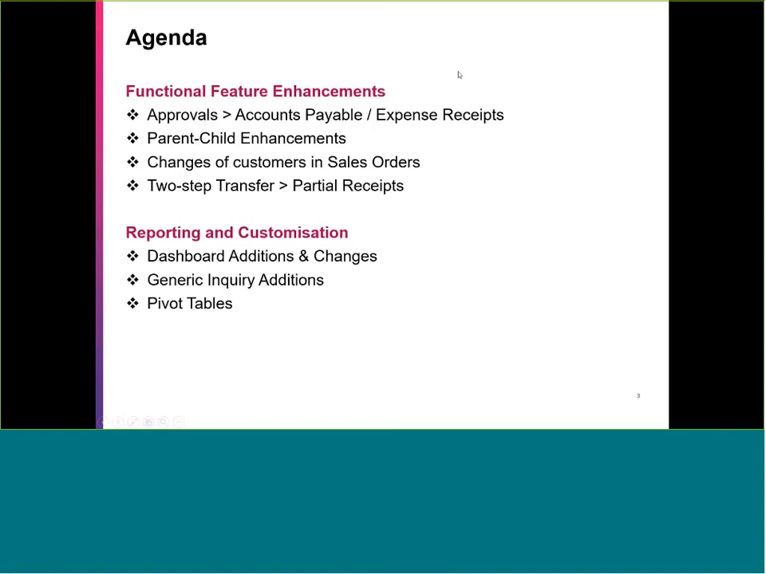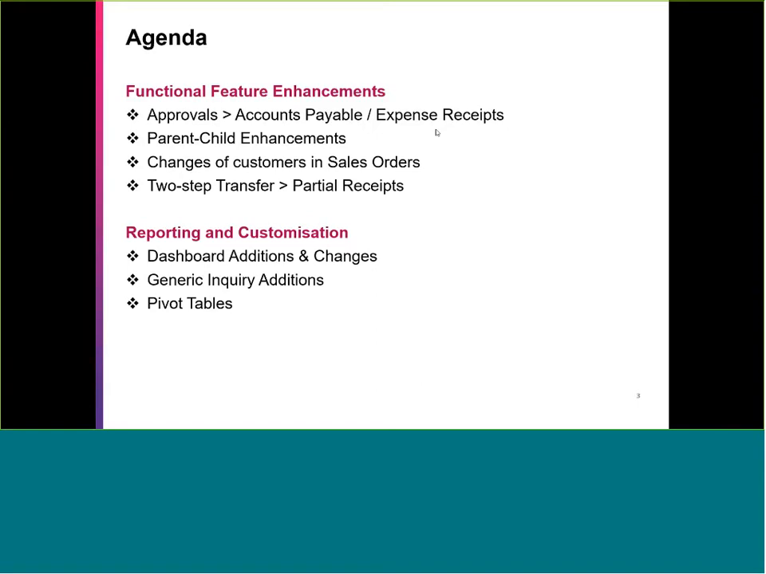So basically what I want to do is just go through some of the basic new features that have come through, especially with the approvals part, accounts payable and expense receipts. Previously, we couldn't do any approval processing on accounts payable, but now we have a new feature that allows us to do approvals on bills and also expense receipts coming through the system so that we can approve the expense receipts, especially using the new app.